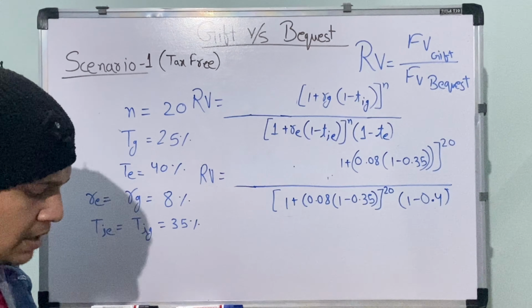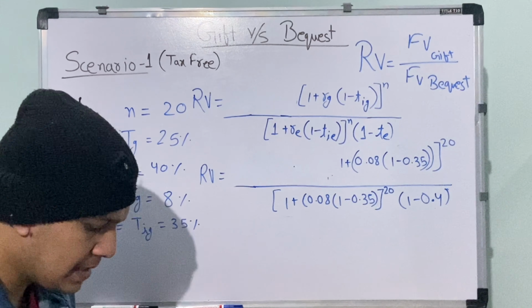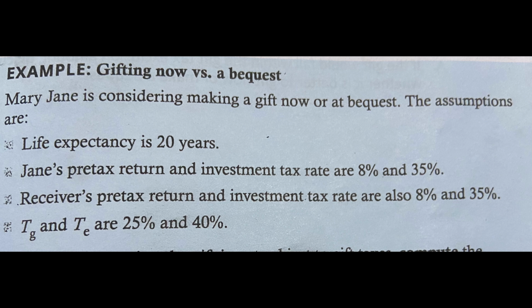The question is already on your screen. There is a person called Mary Jane who has 20 years of life expectancy. Her pre-tax return is 8%, and her tax on investment is 35%. Similarly, for the receiver also, the pre-tax return is 8%, and the tax on investment is 35%. The gift tax is 25%, and the estate tax is 40%.